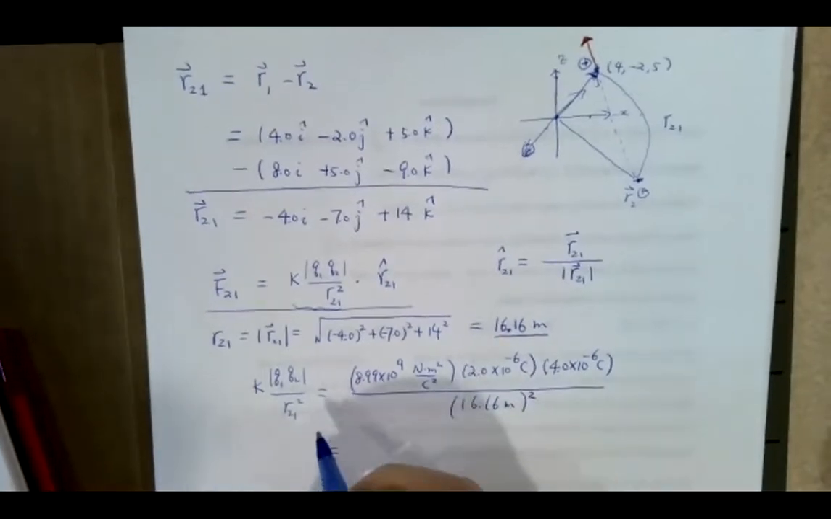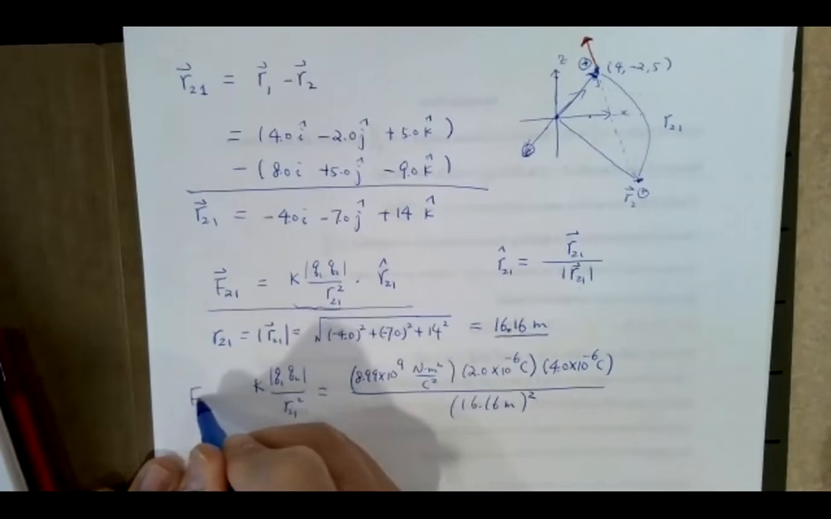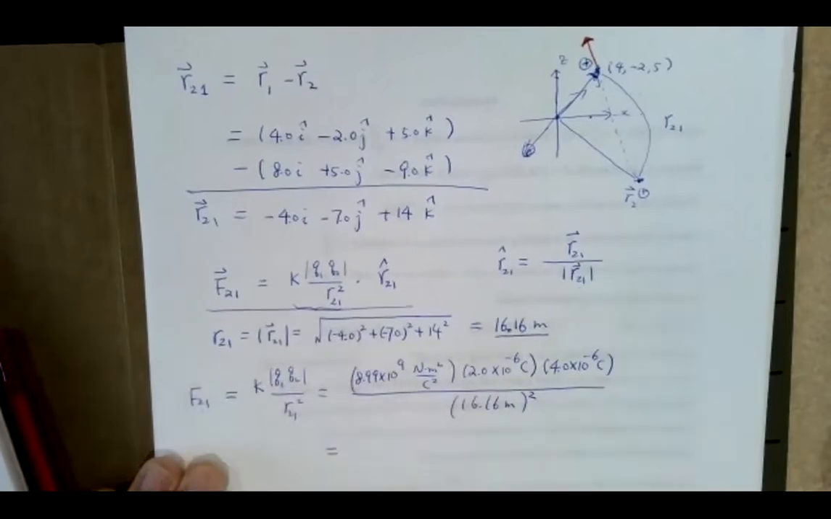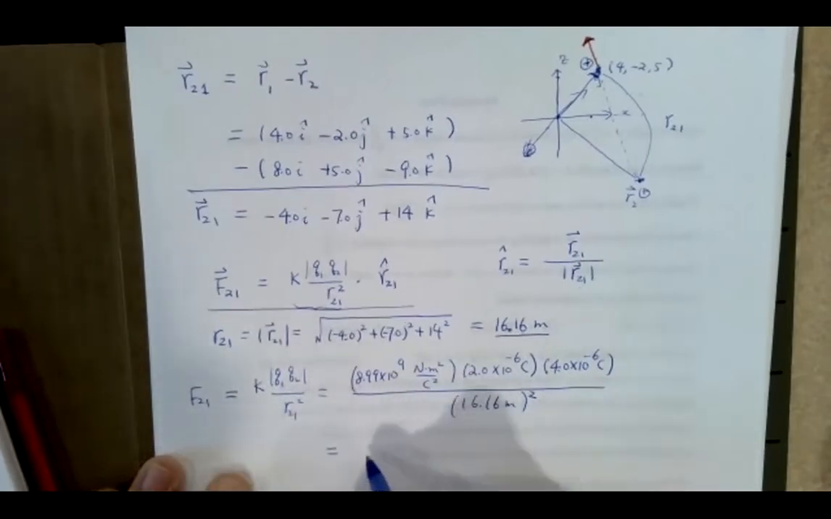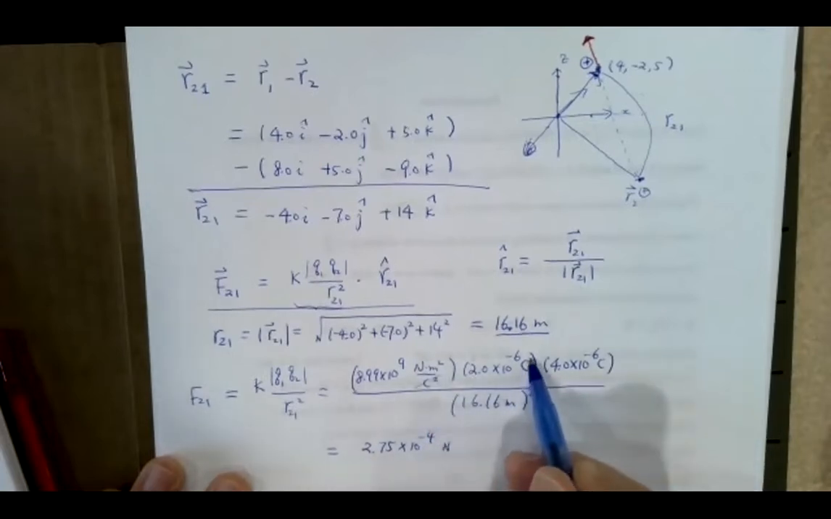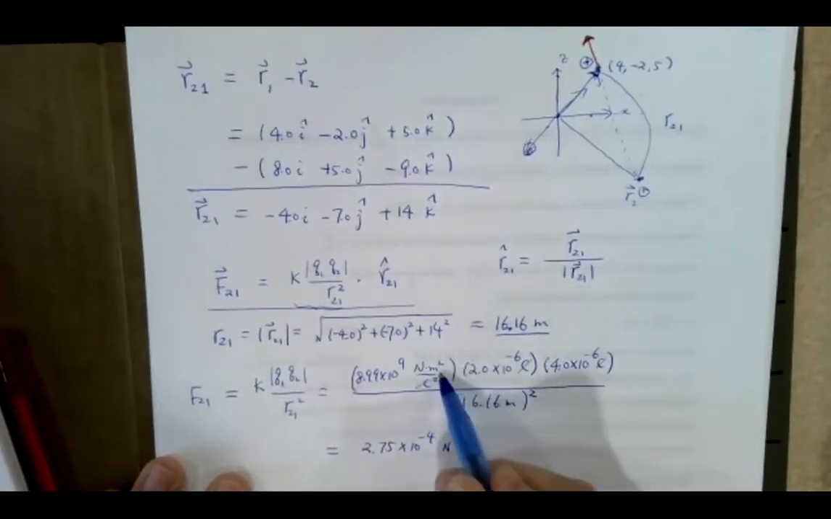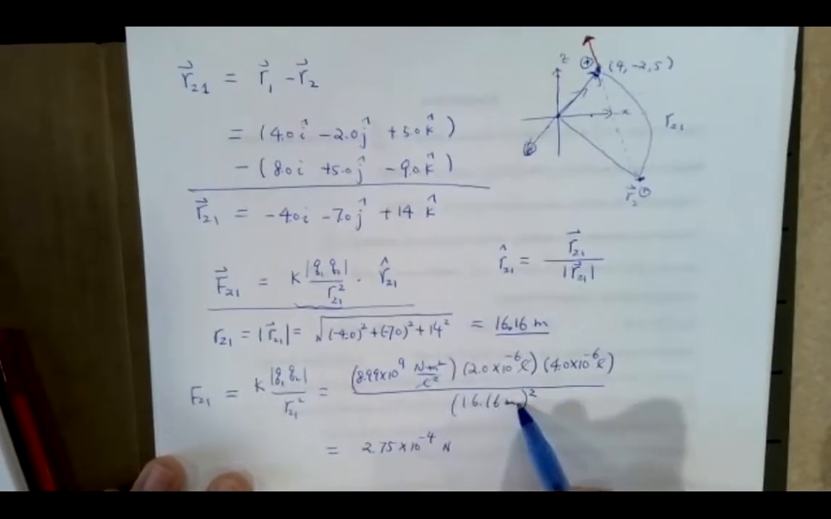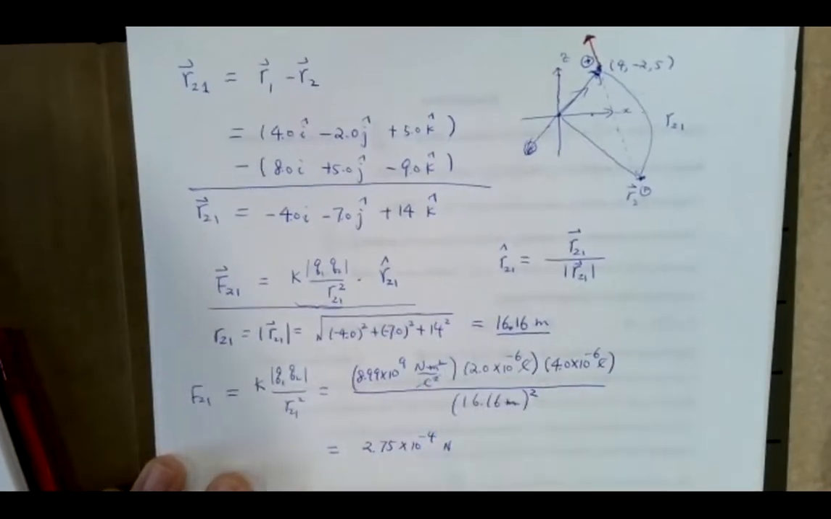So this is the magnitude of the force, without the arrow, that means the magnitude of the force. That's equal to 2.75 times 10 to the minus 4. You can see the units should be newtons because that's for force. You have everything in SI units, so the coulomb squared will cancel out, and the meter squared here will cancel out the meter squared there. Then you have newtons left.